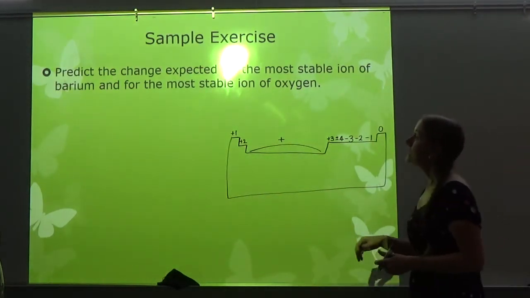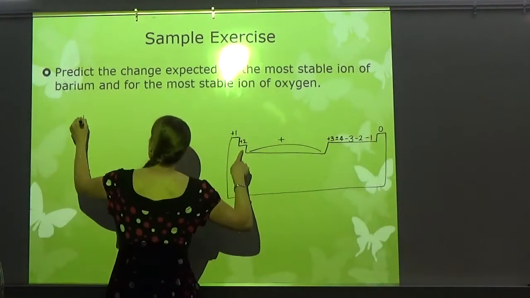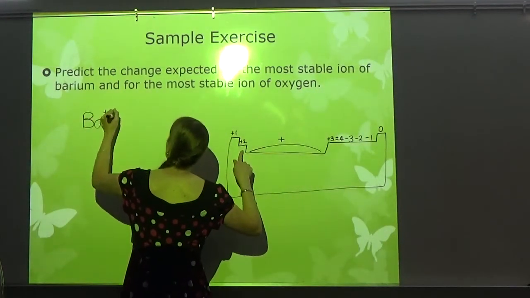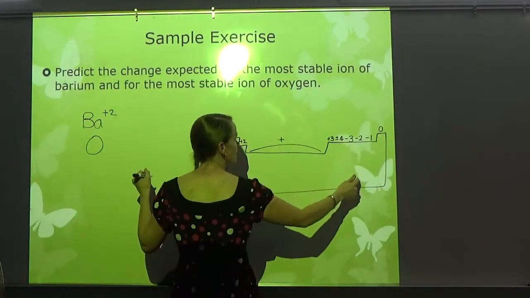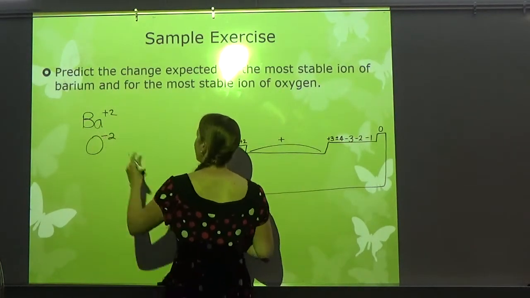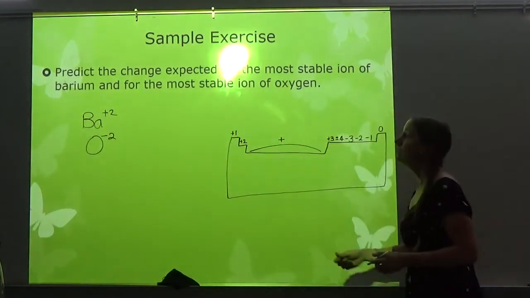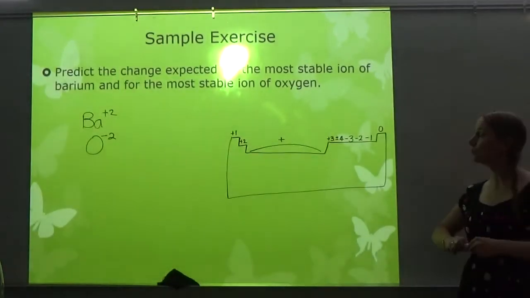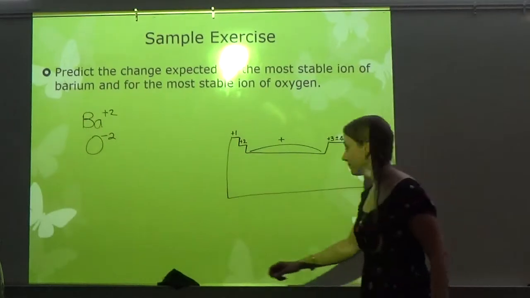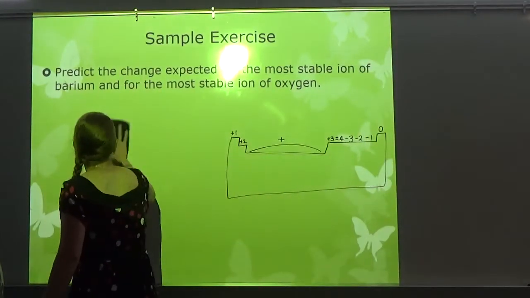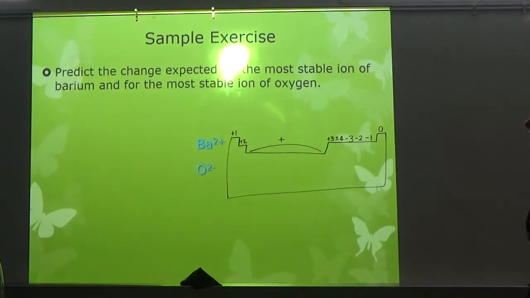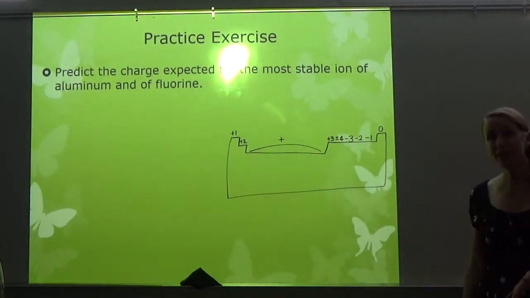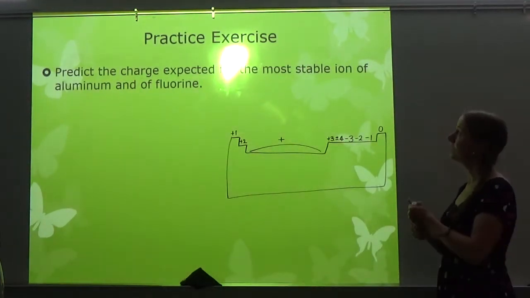All right, so most stable for barium, barium is in group 2, so it would have a positive 2 charge. And oxygen, oxygen is in group 16, so it would have a negative 2 charge. And so you can know charges just based on what group an element is in. So there's my answers. So maybe pause it and you try the next one, and then I'll assume you've done that. We'll look at it together.